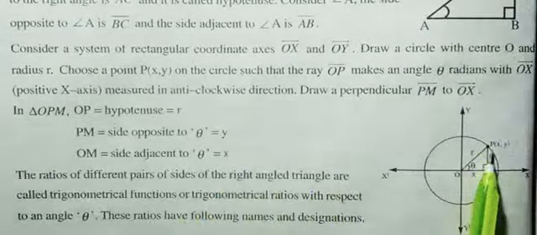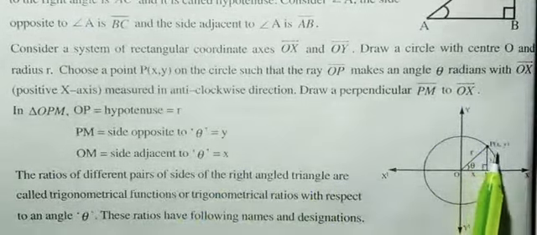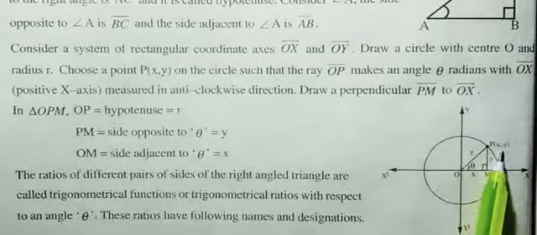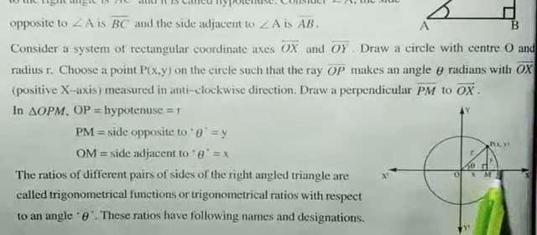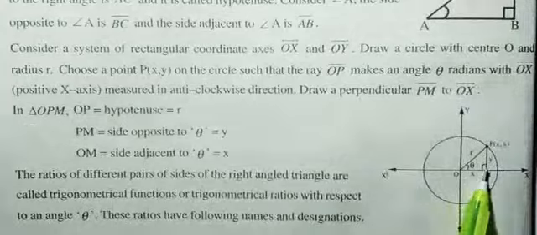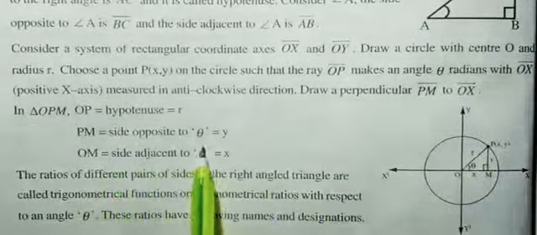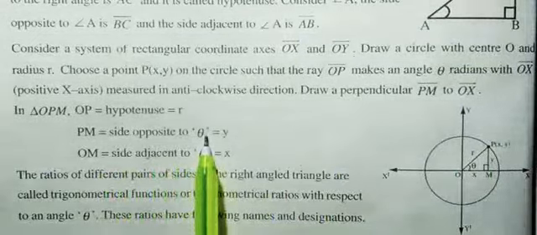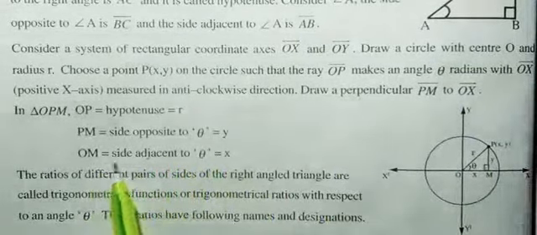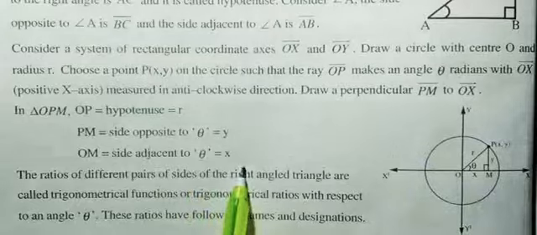Now here a point on the circle is x comma y, whose coordinate is x comma y, where this is my x, this is y obviously, and this is r. So PM is given. PM is the side opposite to theta, that is y. OM is the side adjacent to theta, that is x.